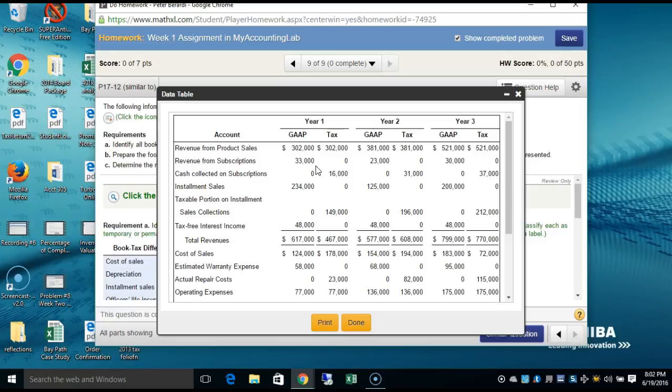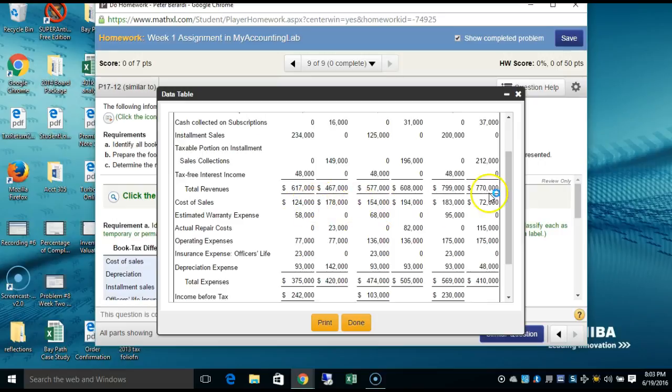Installment sales, same treatment. We get to recognize it as a sale for GAAP only until it's paid. For tax purposes, only in cash can we recognize it, which is right below here. And then tax-free interest income, which is municipal bonds, as we learned, is definitely a permanent difference. We have to recognize that as income for GAAP purposes, but not for tax purposes. So we get a difference in total revenues.